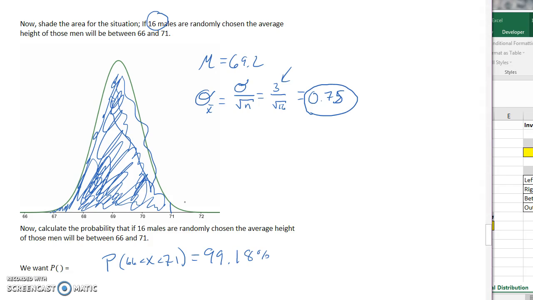All right, in the next video we're going to look at some more applications and when we're going to use the sampling means and when we would use the individual distribution.